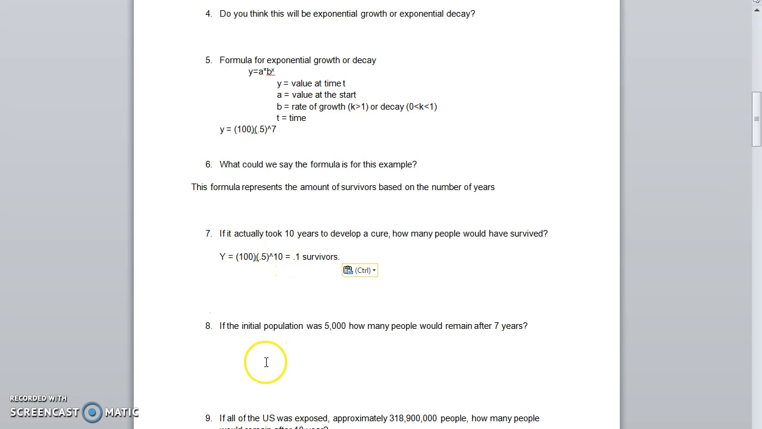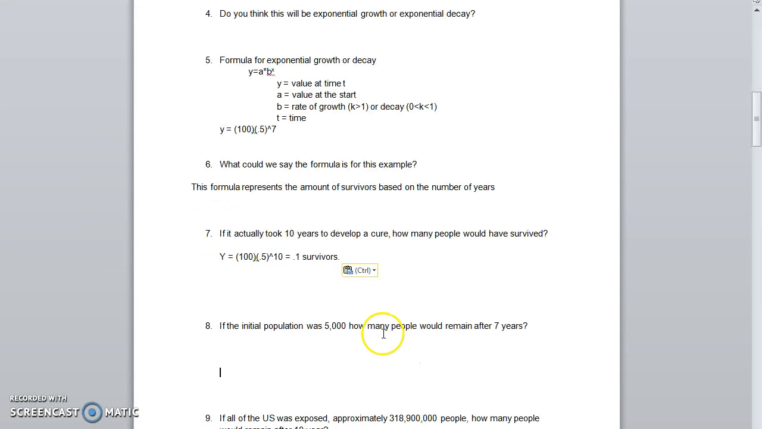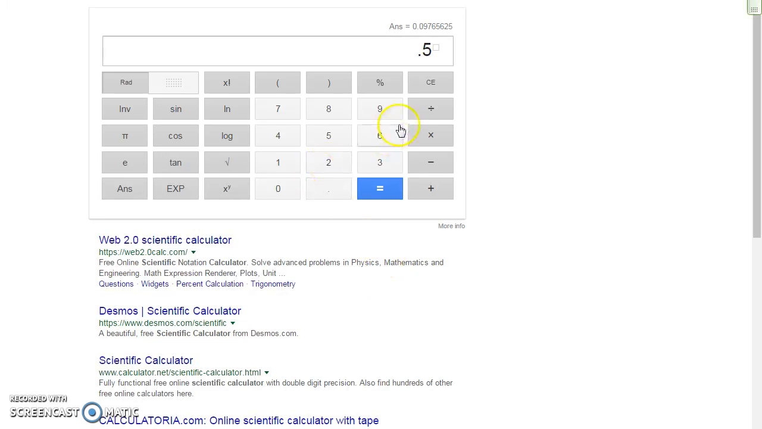And the last part in here is just going to be how many for 5,000 survivors after 7 years. So we're going to go ahead and do the same thing. We're going to go to my scientific calculator, and there's a 50% chance. Now I'm going to go ahead and raise it y to the x, or x to the y, and I'm going to raise it to the 7 because it's 7 years. So I'm going to go ahead and plug in 7 into my scientific calculator. So I'm raising it to the 7th power.